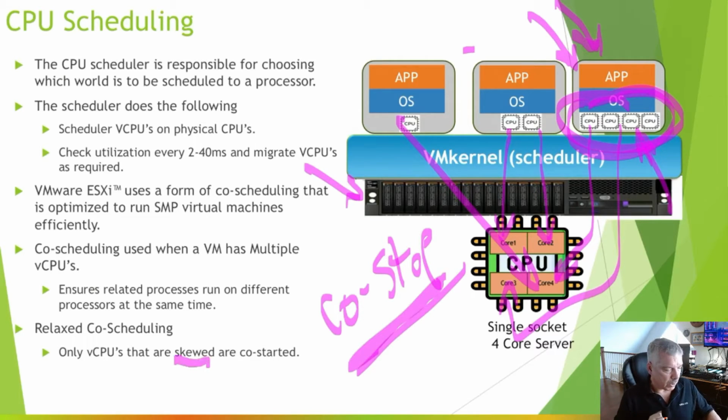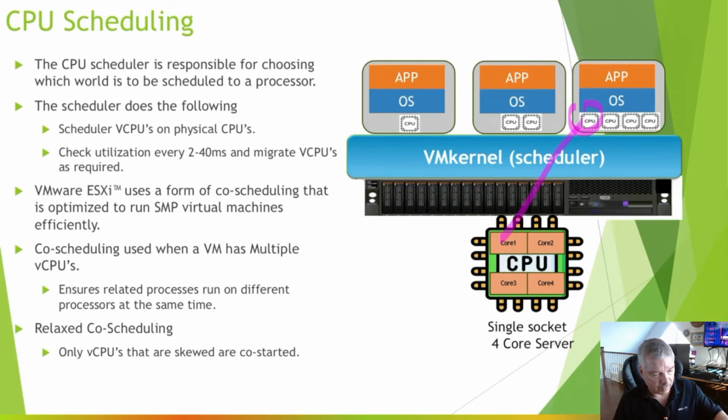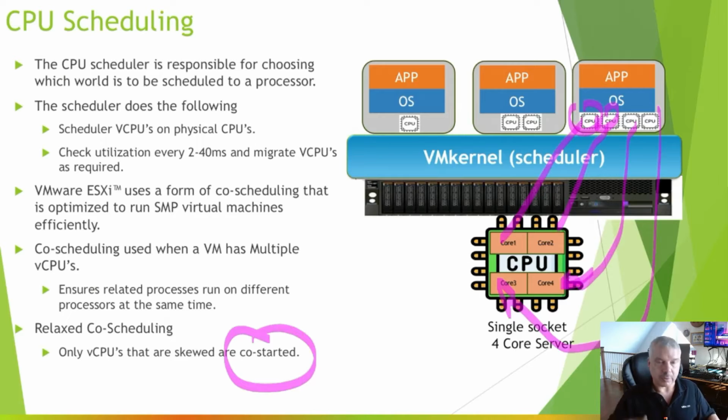So I talked about skew, and I talked about co-stop. Well, if we're stopping everything, at one point we've got to start them, right? That's what co-starting is. Oh, I found my 4 available processors, and I can now do a co-start to start them up. That's kind of a drastic way of doing things.